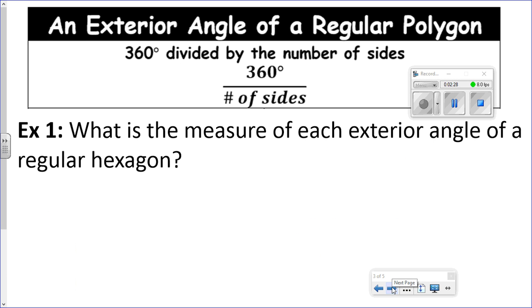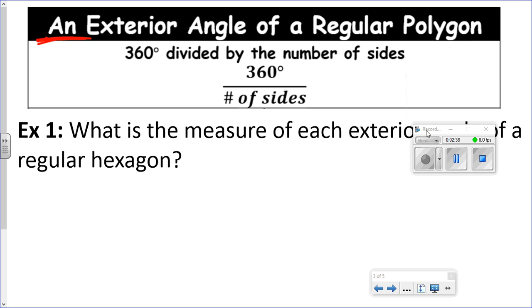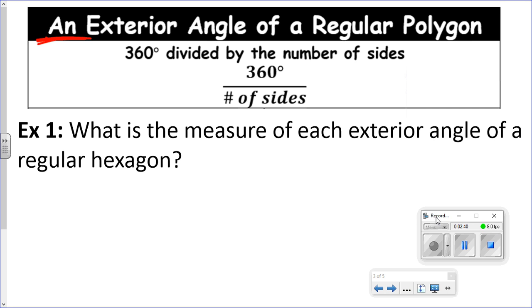Alright, so now we're going to go on to finding an exterior angle. So that means I don't want all of them together, I just want one. So the question is referencing you to go find just one exterior angle of a regular polygon. And I just want to make sure we're clear that in all regular polygons, all the sides are congruent, all the angles are congruent, and that's what regular means.